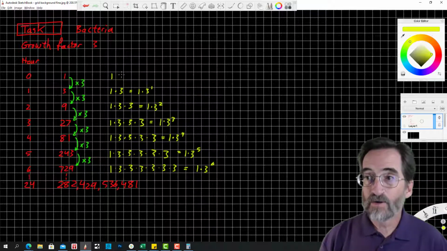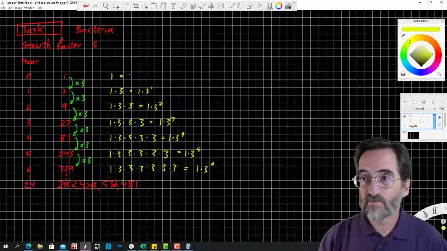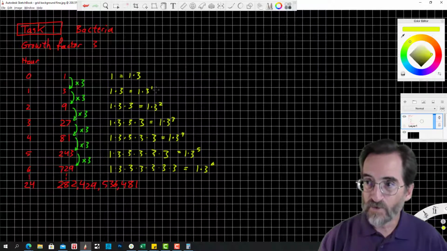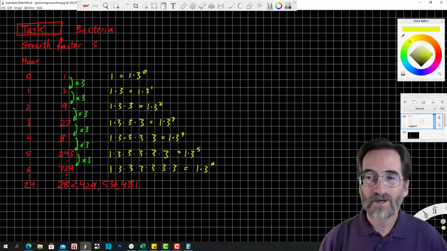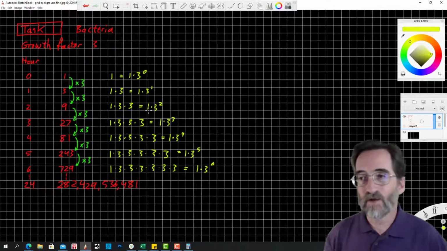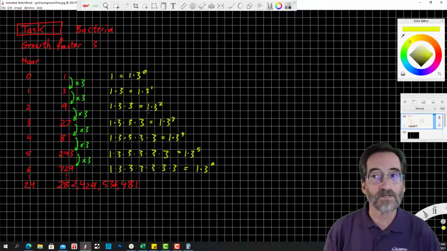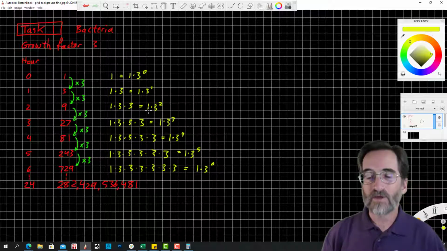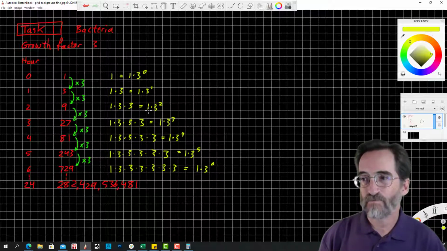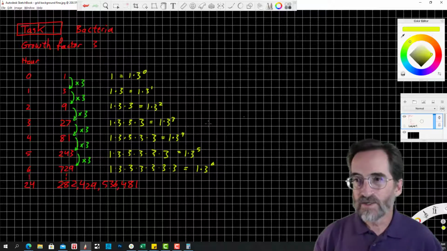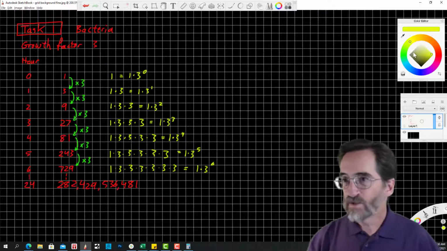Let's follow the pattern on down then. Can we express this as 1 times 3 to the 6, 5, 4, 3, 2, 1, 0? And the answer is yes. In fact, this serves as a good demonstration of why something to the power of zero is always one. Anything to the power of zero is one. Okay, let's look at what's going on here.